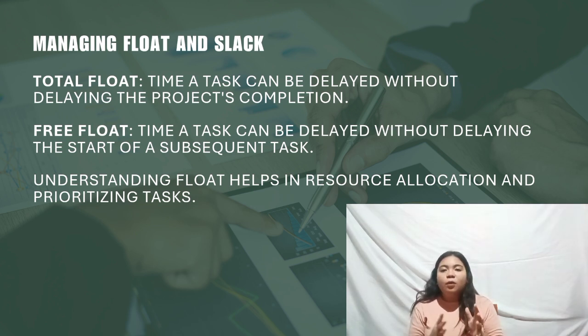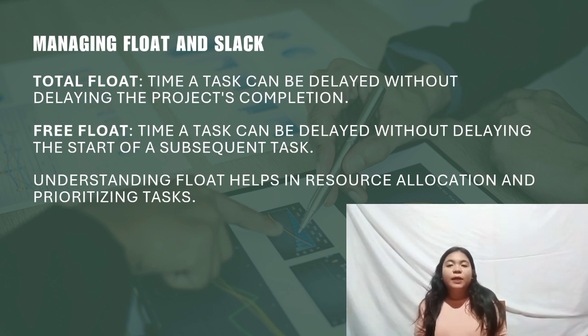So the total float example is, let's say task C is scheduled to start on day 3 and finish on day 4. However, even if it's delayed and finished by day 7, the overall project will still finish on time. So task C has a total float of 3 days, and it can be delayed from day 3 to day 6 without affecting the project end date.